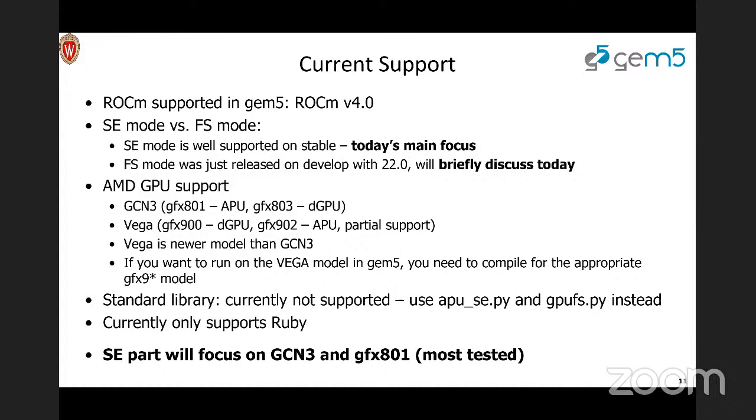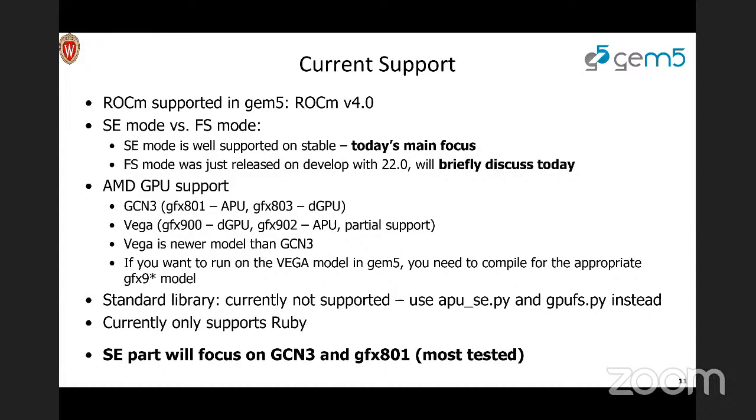And so ultimately, the key point I want to make here is if you're trying to compile your code and run your code with the Vega model, you need to compile your code for the appropriate generation of architecture and vice versa. So if you want to run GCN3, you have to compile it for GCN3. The big thing here, though, is we don't yet have support for the standard library. So instead, we have apuse.py and gpufs.py, which are the scripts that we use to launch these jobs. And right now we only support Ruby.